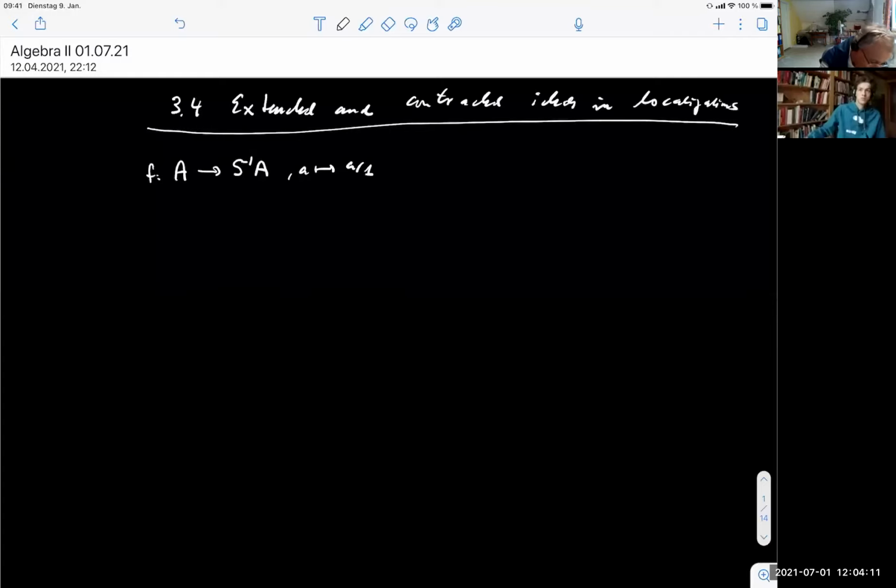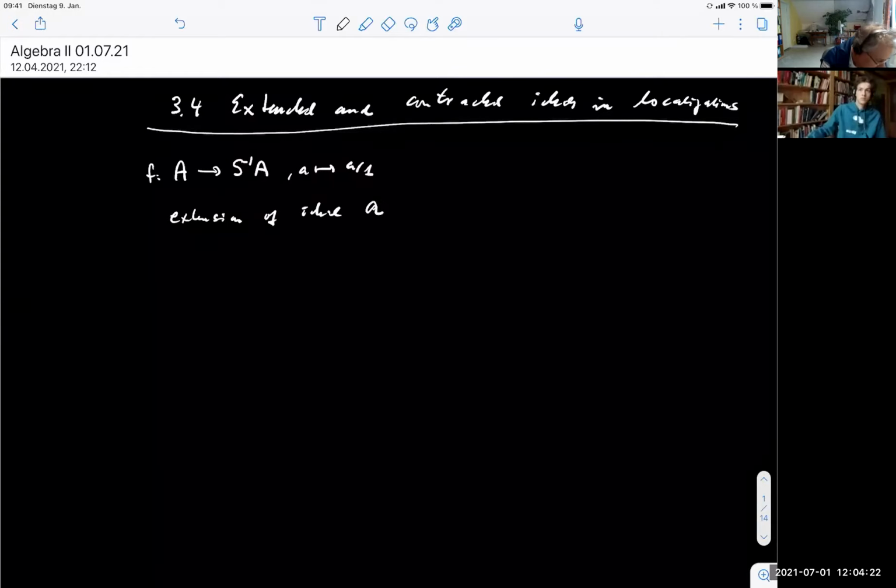So let me recall these notions from the very beginning of the lecture. We have the notion of an extension of an ideal, extension of an ideal a of A. We denoted it with just the exponent e for extension. It is the ideal generated by a in S to the minus 1 A, and we denote it this way. It's a suggestive notation.